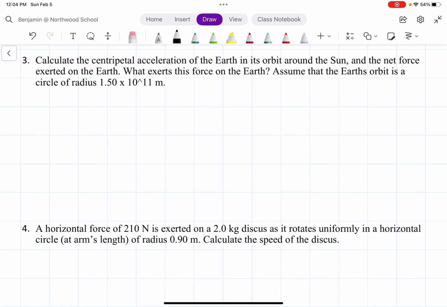Alright, we're going to calculate the centripetal acceleration of the Earth in its orbit around the Sun and the net force exerted on the Earth. We also want to know what exerts this force on Earth. We're going to assume that the Earth's orbit is a circle of radius 1.5 times 10 to the 11th.